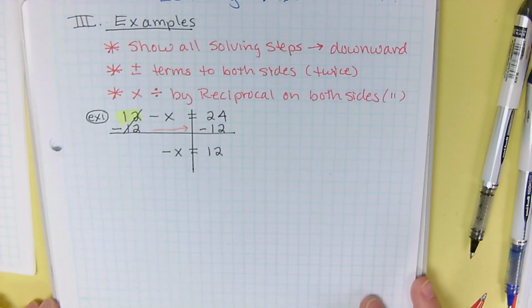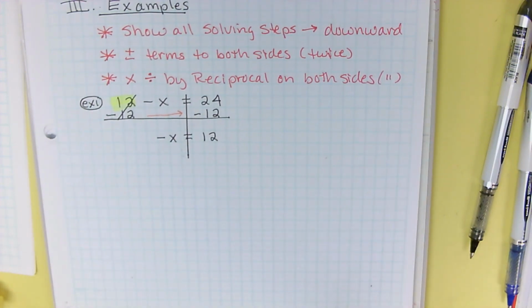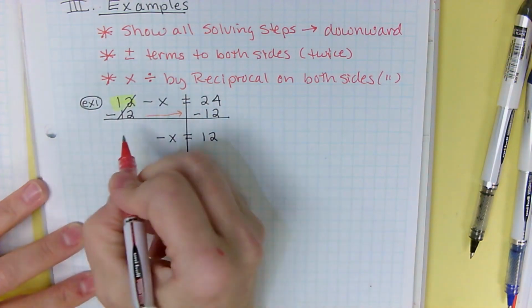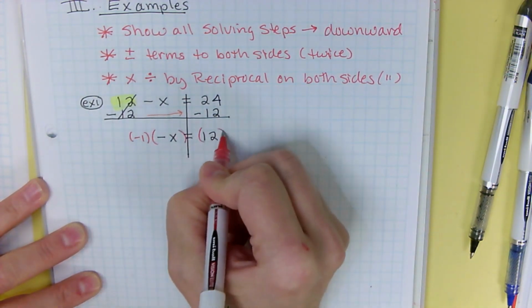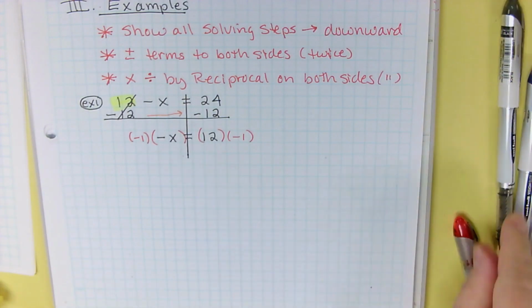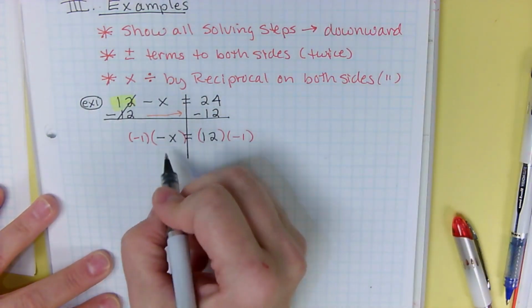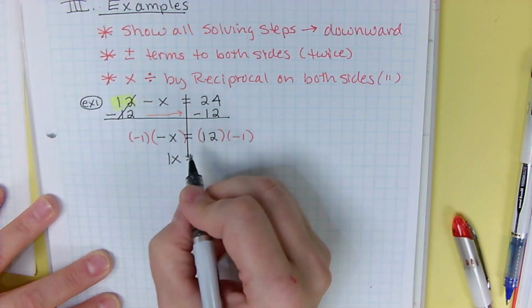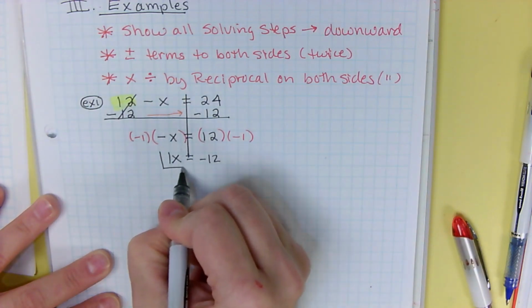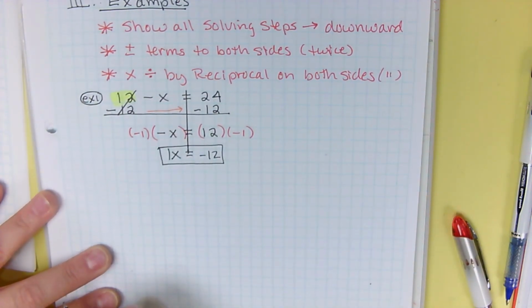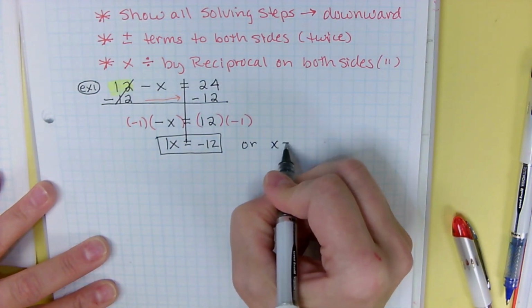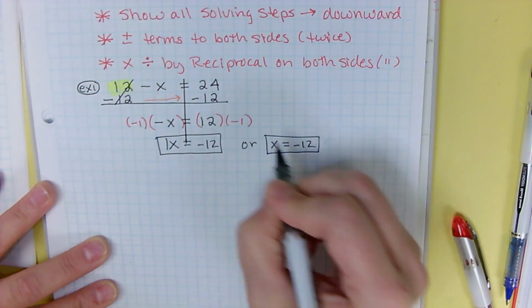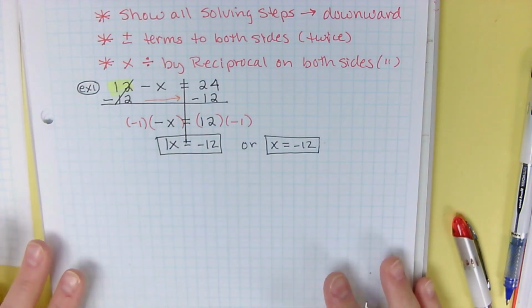All right, if you don't have a number on the x and you just have a negative on the x, the process to remove the negative is to multiply both sides by a negative 1. And a negative times a negative is a positive. So you have a positive x or a positive 1x. And then 12 times negative 1 is negative 12. So you can show and put a box around your answer. You can show it 1x equals negative 12, or you can just do x equals negative 12. x and 1x are the same thing, so you can show that.